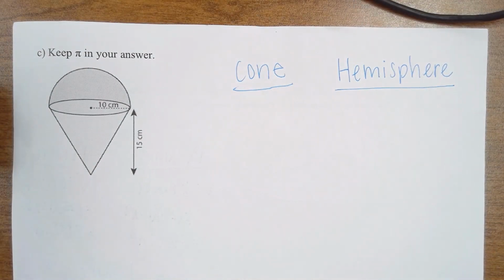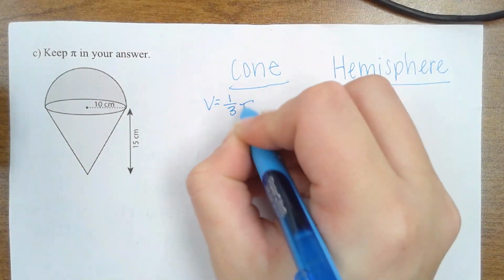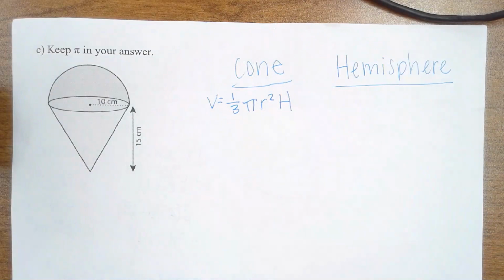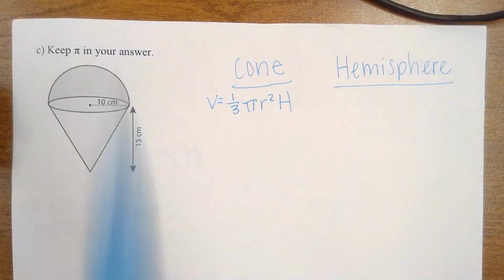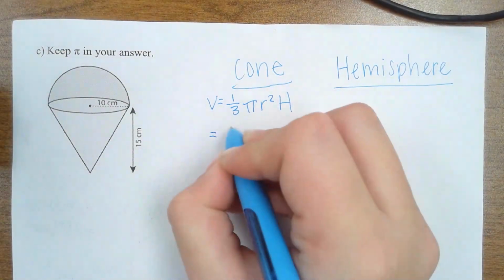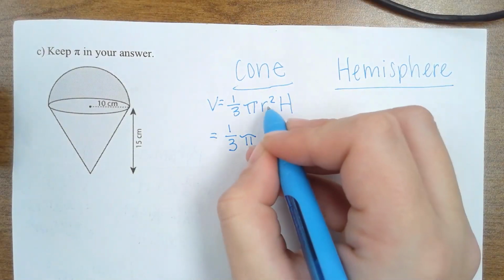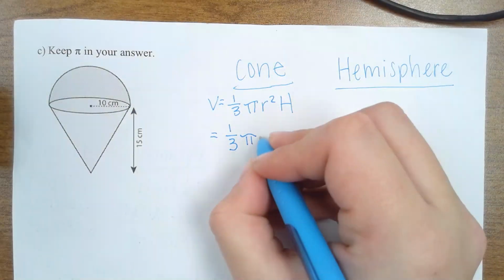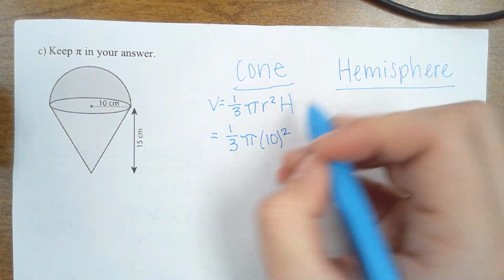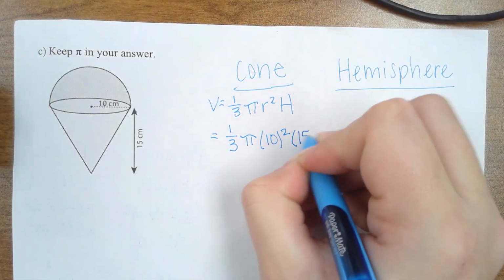All right, so let's start with the cone first. Our volume formula of a cone is 1/3 pi r squared h. This time they want us to keep pi in our answer, so we are not going to substitute in 3.14 for pi. We're just going to leave the 1/3, leave the pi, r squared, and in this case our radius is this 10, and we're going to square it. The height of the entire cone here is 15.